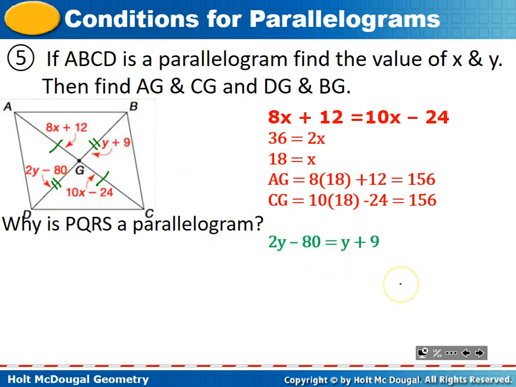2y minus 80 equals y plus 9. This time we're just subtracting y from 2y, that gives us y. And then we're going to add 80 to 9, that gives us 89.